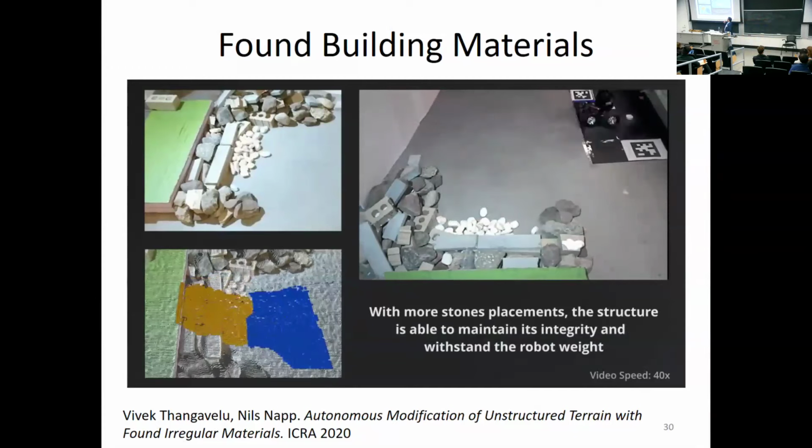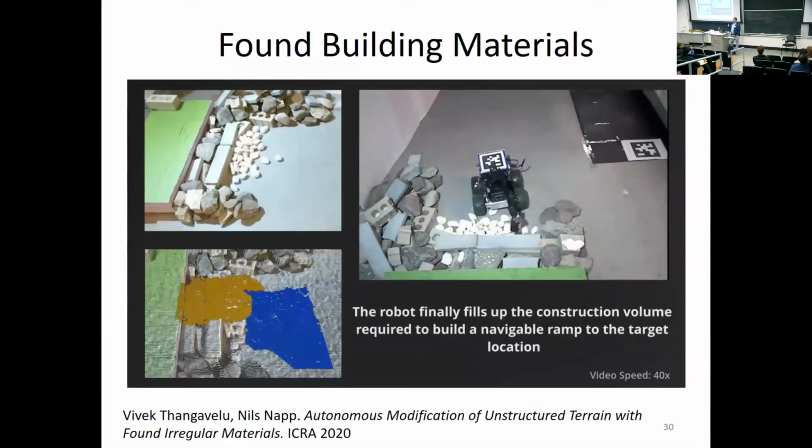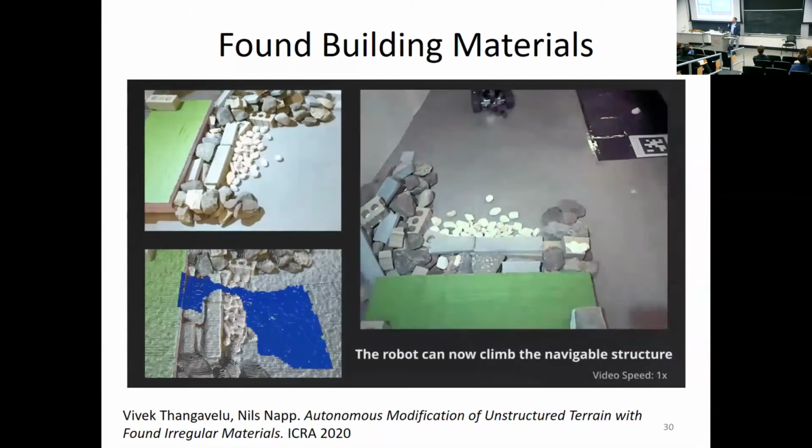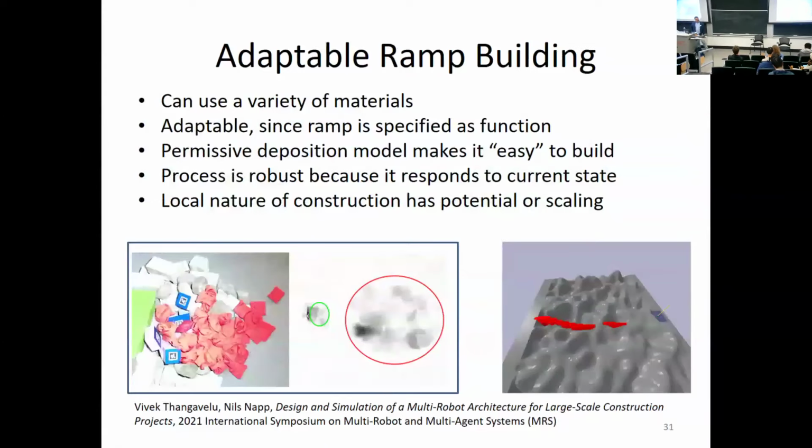And so obviously just rearranging the material instead of bringing your own construction material would really be useful in remote environments. So for example, if I wanted to build anti-erosion infrastructure over large areas, this is kind of what you want to do. This is the adaptive ramp building. So we can use a whole bunch of different types of materials.